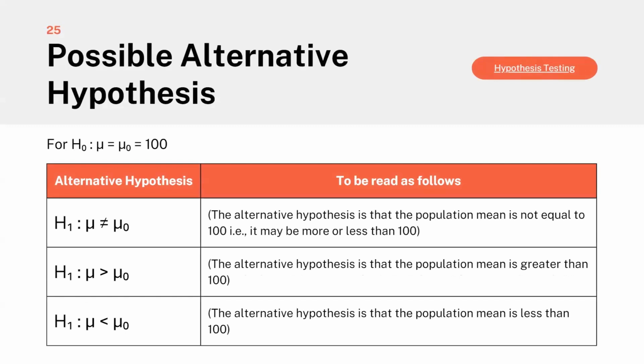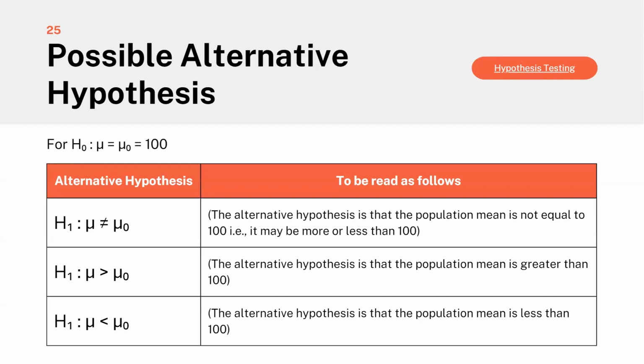So there are some possible alternative hypotheses for the null hypothesis. Take the case where the population mean is equal to 100. Here we have three possible alternatives. The first alternative hypothesis is that the population mean does not equal the null hypothesis value. That is, the population mean is not equal to 100. It may be more or it may be less.